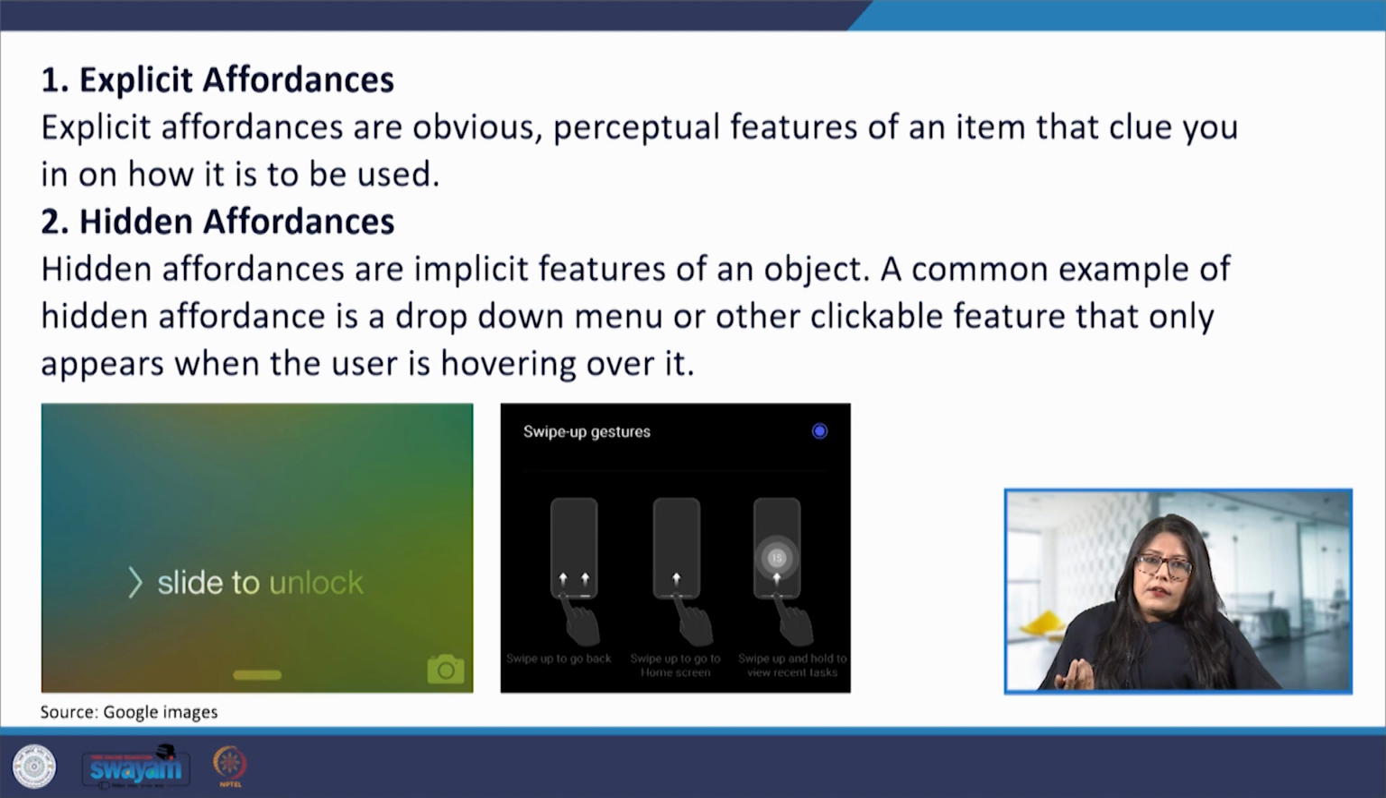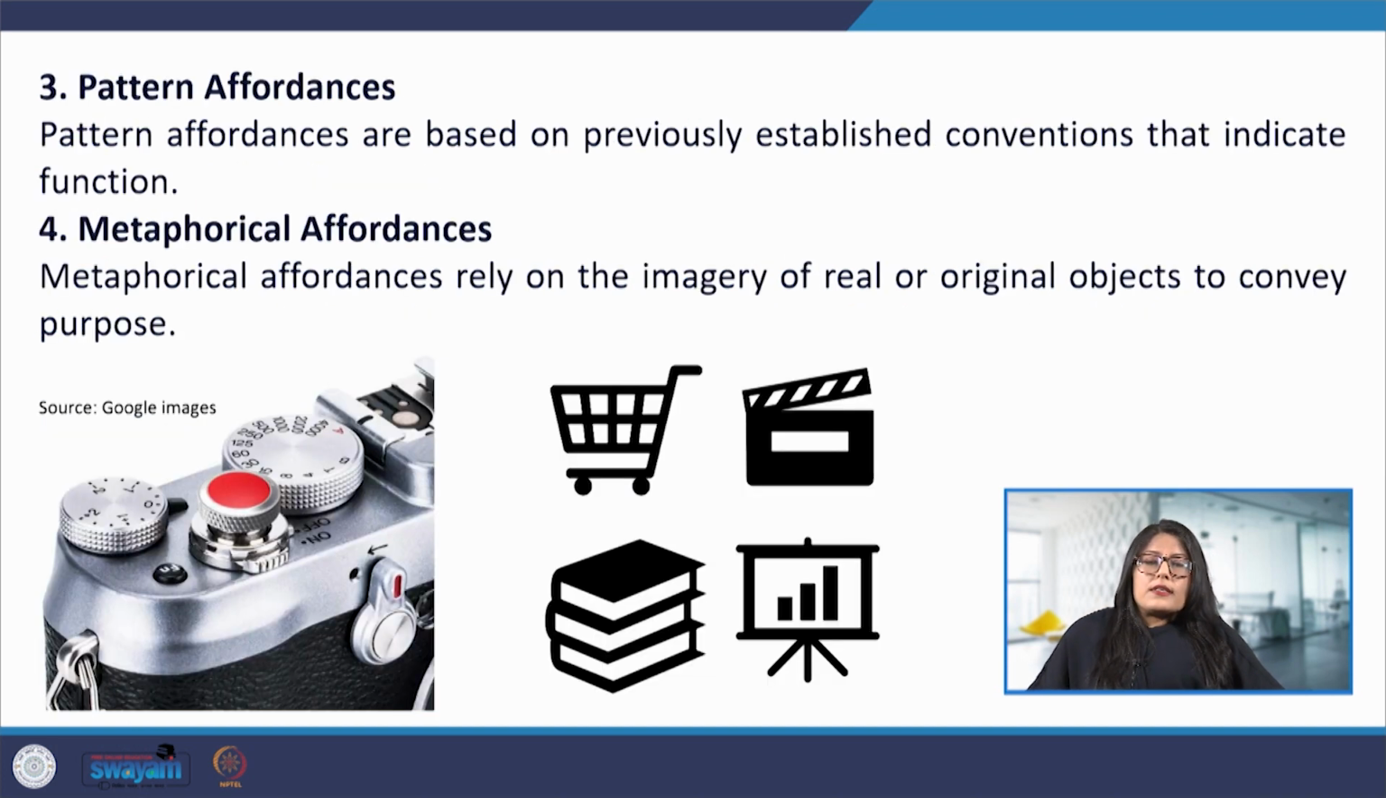The other is the hidden affordances. These affordances are not explicit, they are not out there in the open. So the user needs to hover in a certain area or move the mouse or click somewhere so that other options will open up. Here is an example where the user is required to unlock the phone with the swipe up gesture.